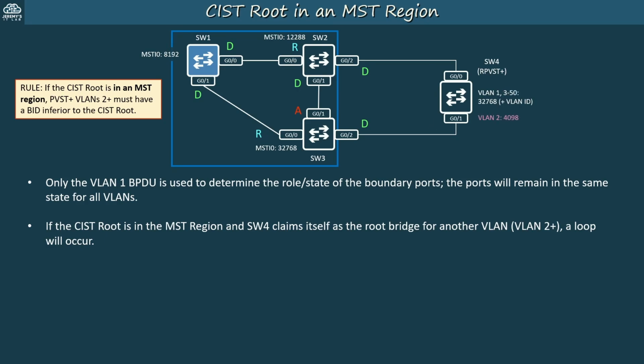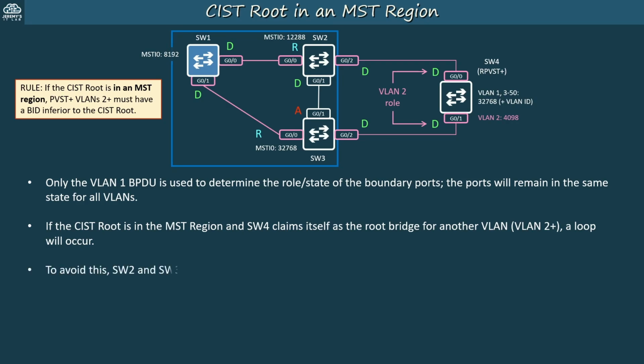I've modified switch 4's priority to 4098 in VLAN 2. This means that, in VLAN 2, it will declare itself the root bridge and make its G0/0 and G0/1 ports designated. And now we have a loop between switch 1, switch 2, switch 3, and switch 4. So this is why the rule exists. A loop has the potential to bring down the entire LAN, so this is obviously not a good situation.